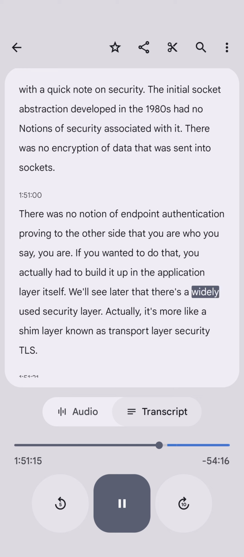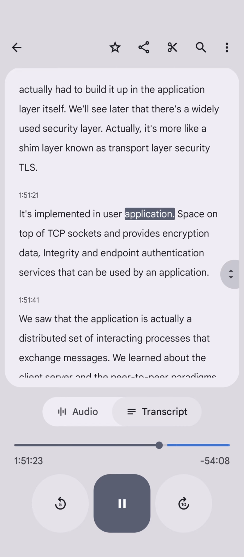We'll see later that there's a widely used security layer. Actually, it's more like a shim layer known as Transport Layer Security, TLS. It's implemented in user application space on top of TCP sockets and provides encryption, data integrity, and endpoint authentication services that can be used by an application.